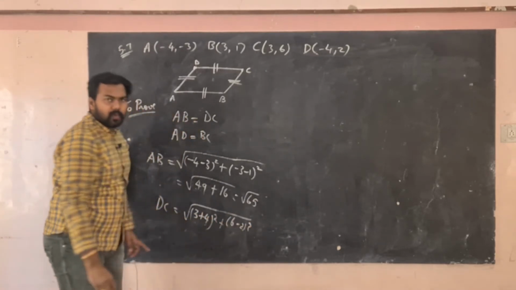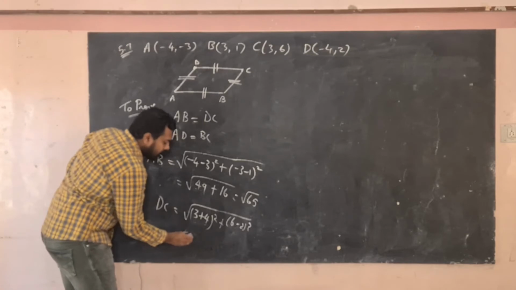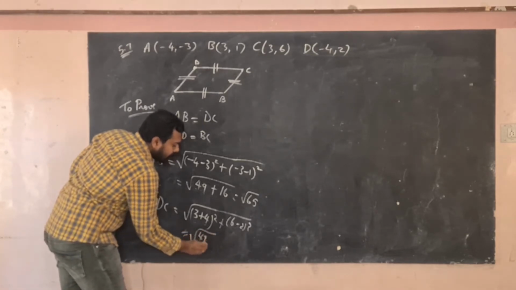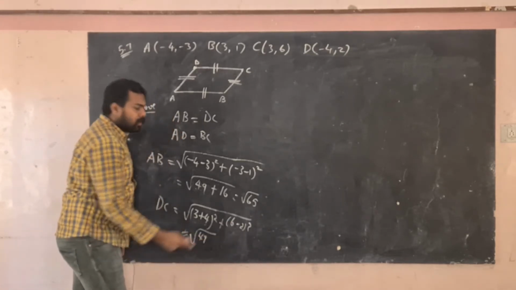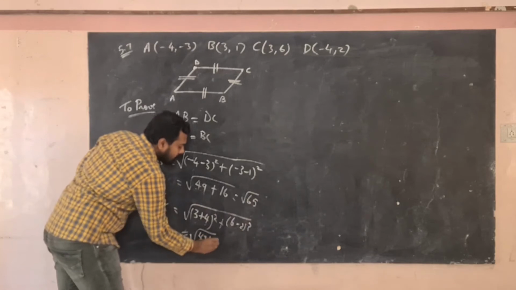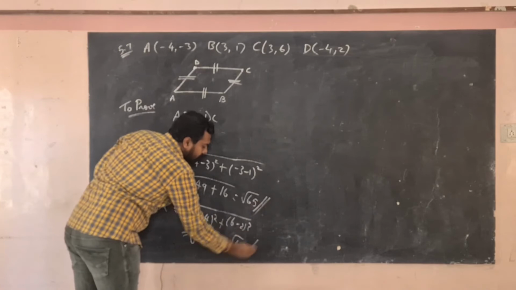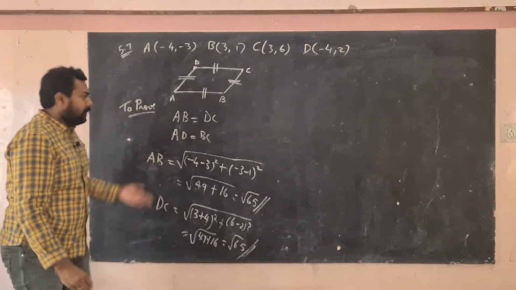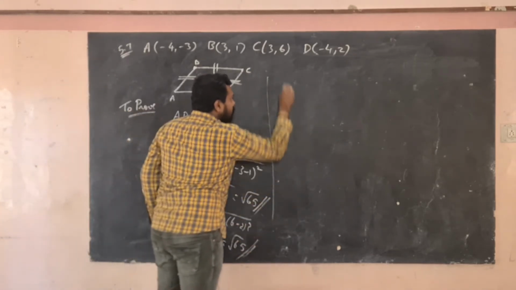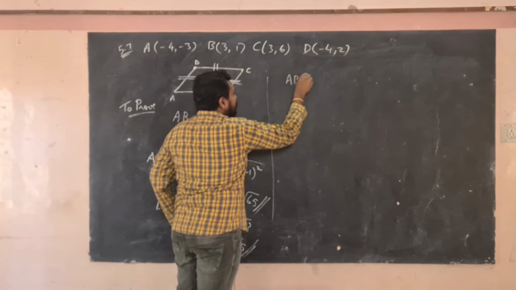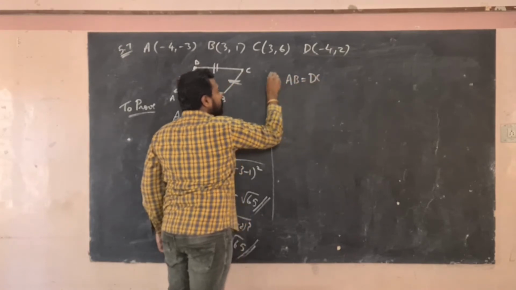What is 3 plus 4? It is 7. So 7 square is 49. Plus 6 minus 2 is 4. 4 square is 16. So again it will lead to root of 65. See here, 65, 65. So we have proved that AB is equal to DC. One we have proved.